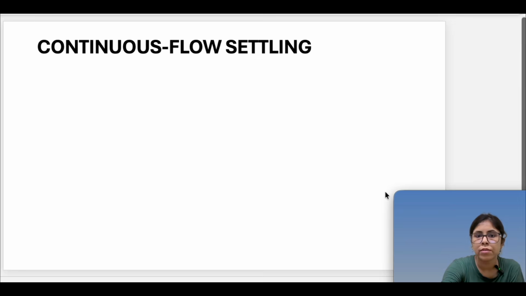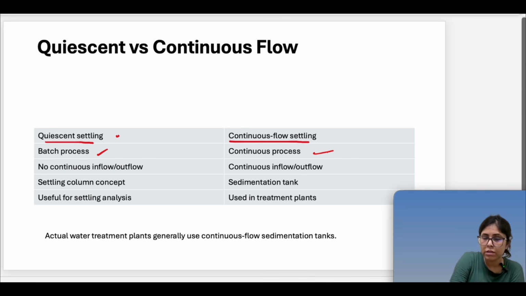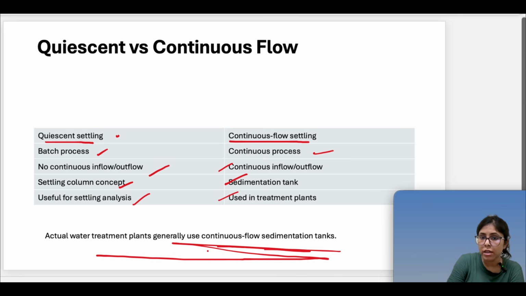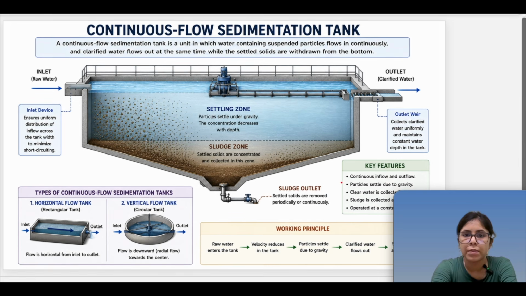So we have continuous flow settling. We'll be seeing continuous flow in detail. So we have the batch process, like we are doing the comparison between quiescent settling and continuous flow settling. Here we have the batch process, and this is the continuous process. No continuous inflow or outflow here; there is continuous inflow and outflow there. Settling column concept here, but there a sedimentation tank will be there. Useful for settling analysis. Used in treatment plants. So actual water treatment plants generally use continuous flow sedimentation tanks. This we already know. Now you see what a continuous flow sedimentation tank is.